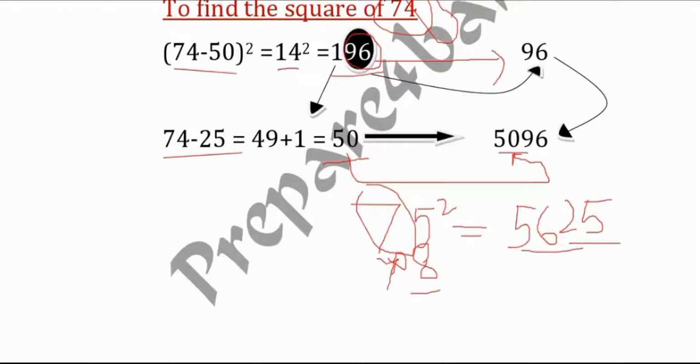Similarly, we can find 35 squared. How can we find 35 squared? 5 squared is 25. Put it here, 25, and 3 into what? 4. 3 into 4 is 12. So 1225 is the square of 35. Okay, clear? So let's proceed to the next set.